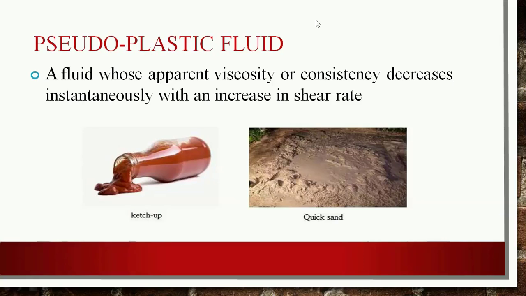This one is pseudoplastic fluid. This pseudoplastic fluid is a time-independent fluid. It is a fluid whose apparent viscosity or consistency decreases with increases in shear rate. As the shear rate increases, the viscosity of the fluid gets decreased. This type of fluid is pseudoplastic fluid. Examples: blood, milk, quicksand, ketchup.